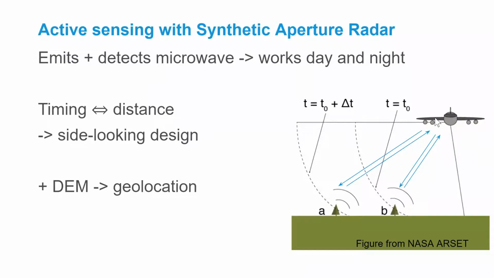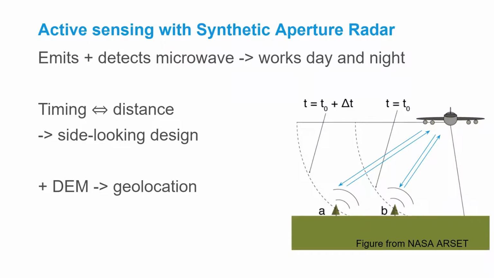And that also means the radar sensors are always side looking. If you were looking directly down to the Earth, it takes the same amount of time for a signal to come back from the left side compared to the right-hand side. So the sensor can't decide where the signal is coming from. That's why these radar sensors are always looking to the side.